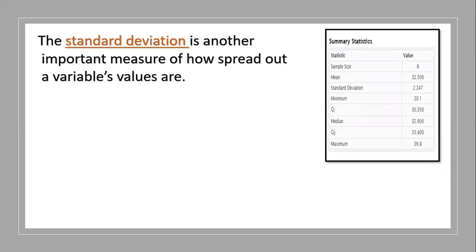When we take a look at summary statistics like these ones here that we've had for Beth's tip data set, we'll always see the standard deviation listed. Here we see the standard deviation for this data set is 2.247 approximately. But where did that number come from, and what does it signify?